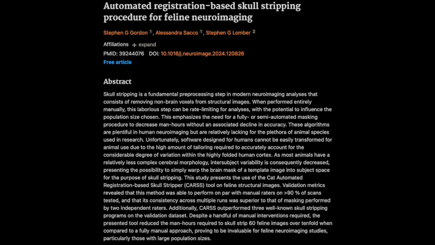Well, the results were pretty impressive. When they compared CARS to the gold standard of manual segmentations, the median Dice similarity coefficient score was a remarkable 0.987. Wow, that's incredibly high. That means the overlap between the automated outlines generated by CARS and the manually created ones was almost perfect. Exactly. It blew the other automated tools out of the water.